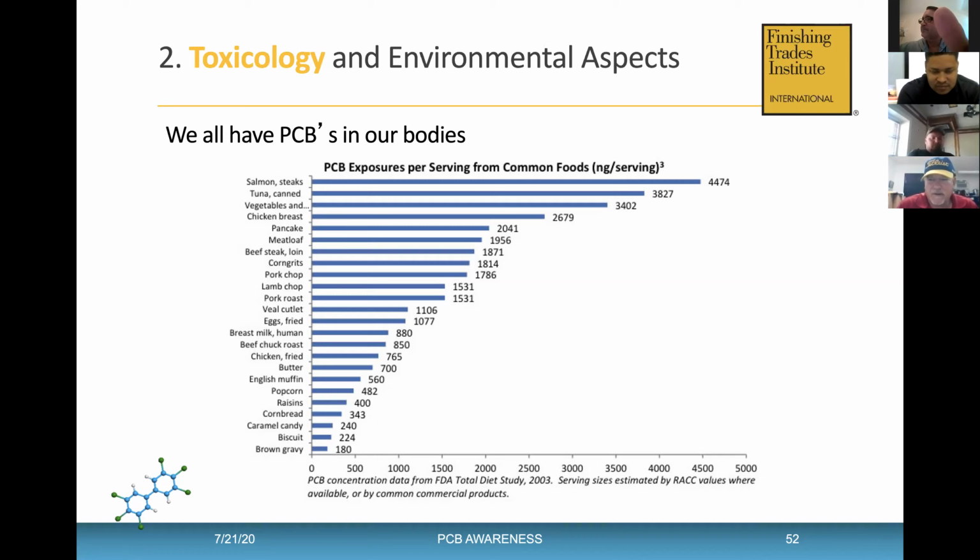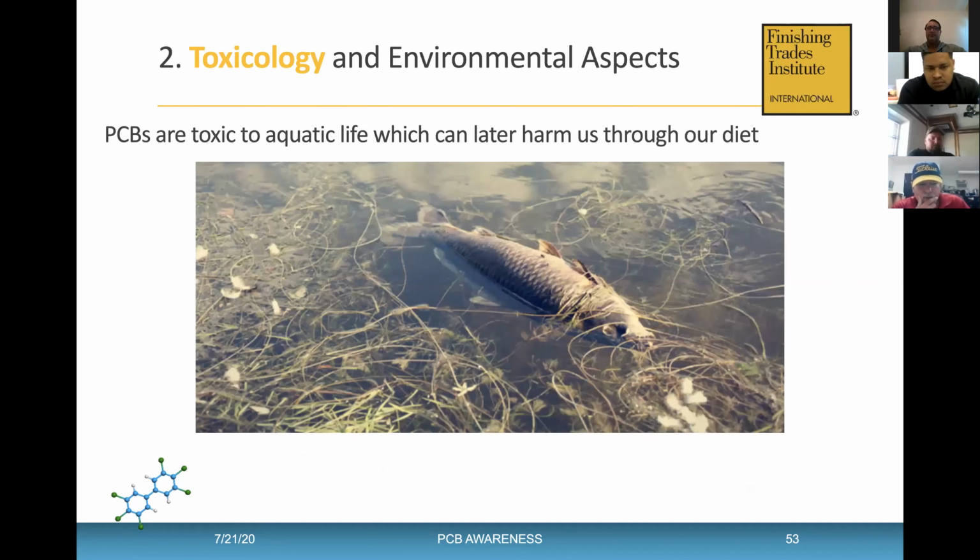Another concerning thing, we'll look at this in a few more slides down, but human breast milk. So mothers who are nursing, if you've got an infant, if it's in your body, it's going to come through breast milk, which is not good, because as we know, kids usually suffer health effects from toxic materials at a much different degree than adults do. They're also toxic to aquatic life, and it can later harm us through our diet. It can either kill aquatic life on the spot, or it can stay and magnify up the food chain and reach us that way.